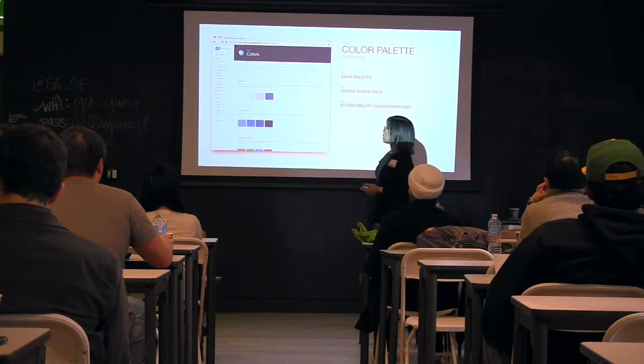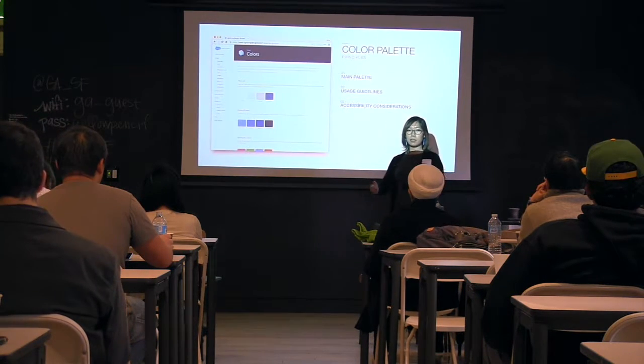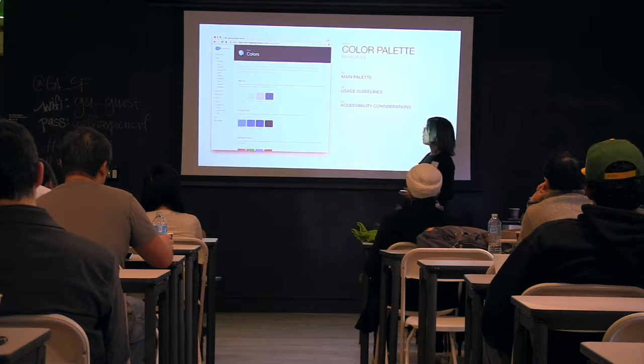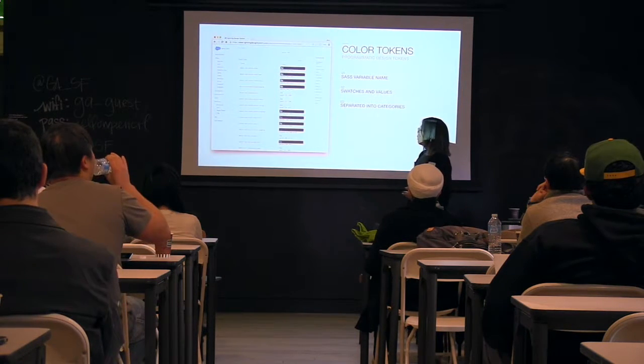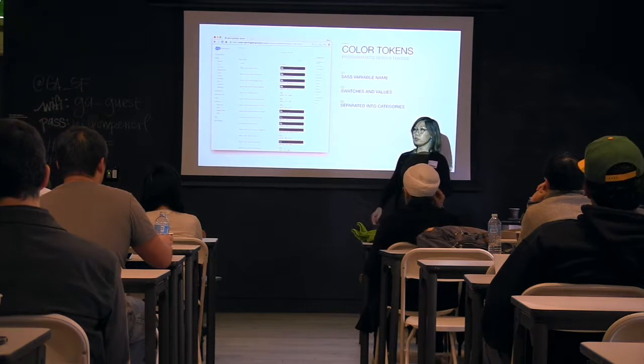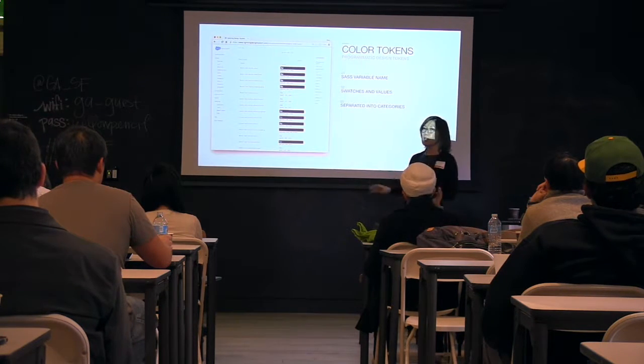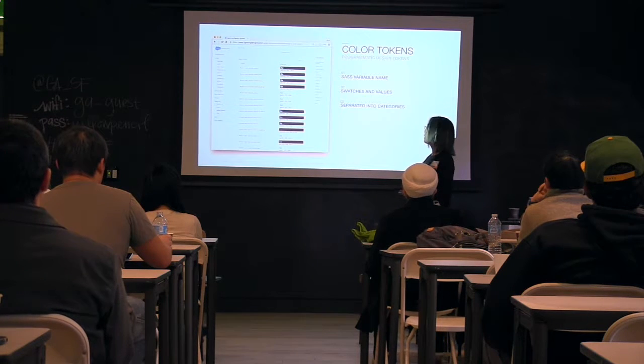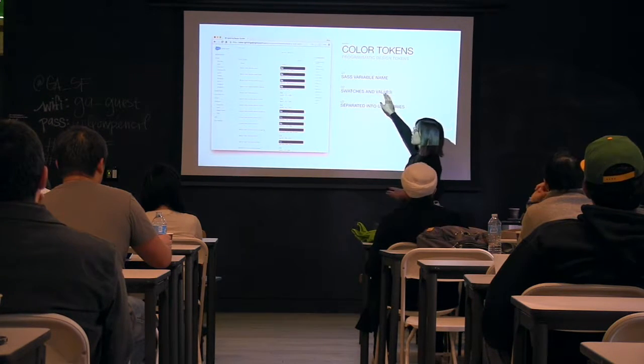Here you have a pretty standard color palette. If you've ever gone to any company's style guide, you might see a color palette like this. The difference is that we actually have this in code, so you don't have to hard code anything. In fact, you should not hard code anything. You should use things like Sass.